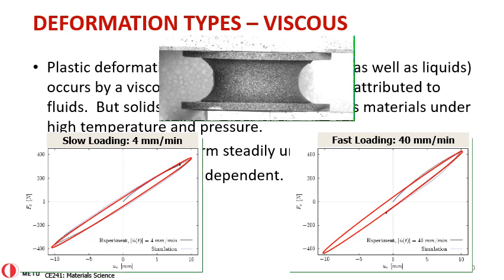As you can see, there is a difference in the amount of deformation that you obtain. In the slow loading case, at the same load, you can have larger deformations when compared to a fast loading case. So this is a characteristic behavior of viscous deformation where the deformations are time dependent.